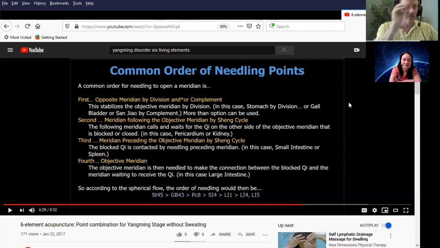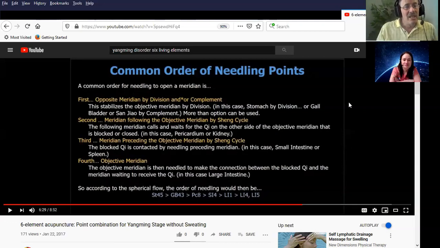You're going to create a point of balance. So the first thing you want to do, in this case, you can do stomach by the Yangming division, or you could do the gallbladder or sanjiao by complement. Then second, so in this case, you really want to needle the gallbladder point first. That's your destination of complementing the whole process. So that gallbladder point, that's what you want to needle first.